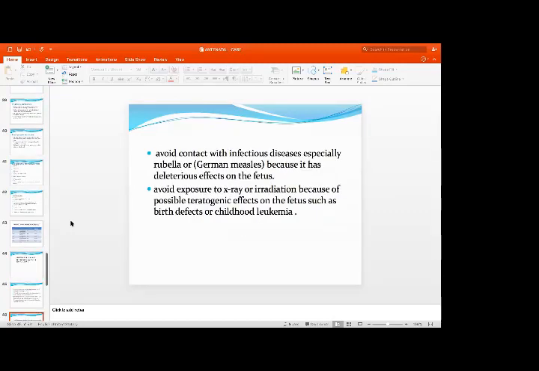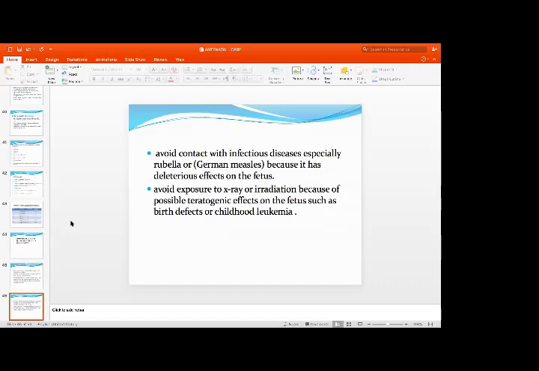Avoid contact with infectious diseases, especially rubella, German measles, because it has deleterious effects on the fetus. So she should avoid infectious diseases, rubella, chicken pox and such infections. Avoid exposure to X-ray radiation because of possible teratogenic effects on the fetus. It may lead to birth defects in the child.